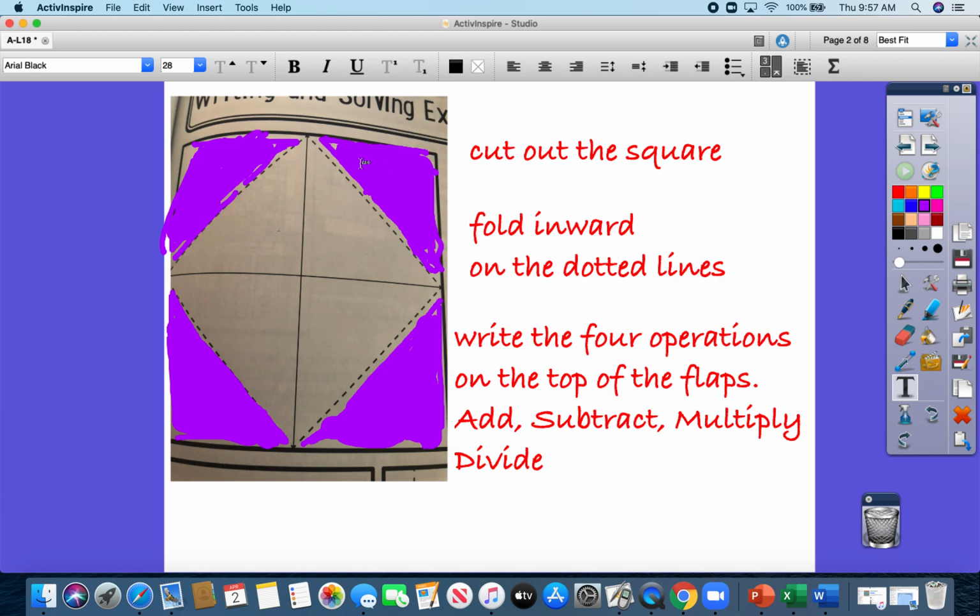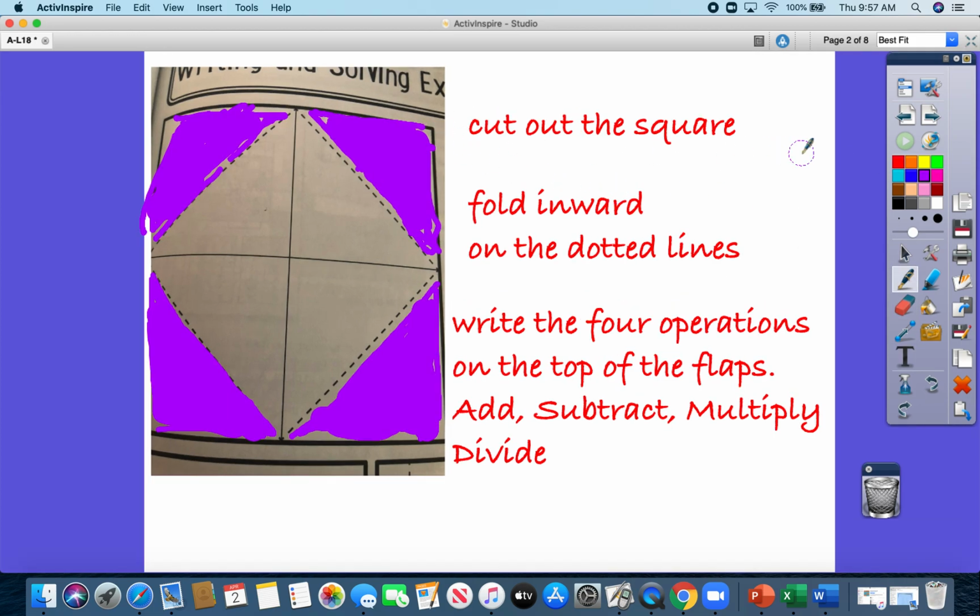Then I have colored in these 4 flaps purple because I want you to fold on the dotted lines inward. So what that means is you are going to take this corner and drag and pull it inside. It's going to go this way. Same for this one. This corner is going inside. This corner is going inside. This corner is going inside, okay? So you will have a small little square with 4 flaps that flap up.